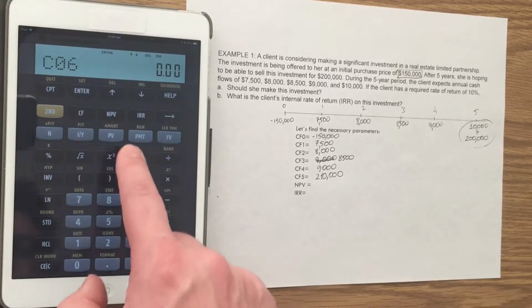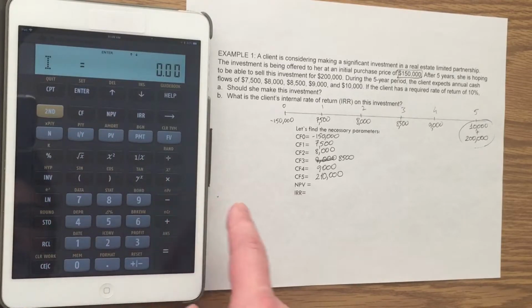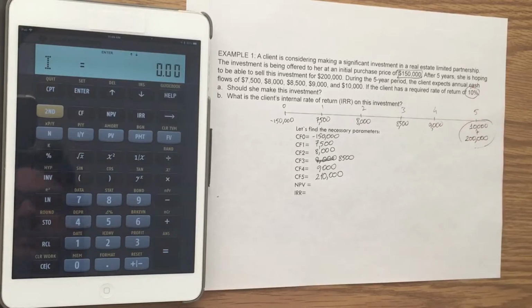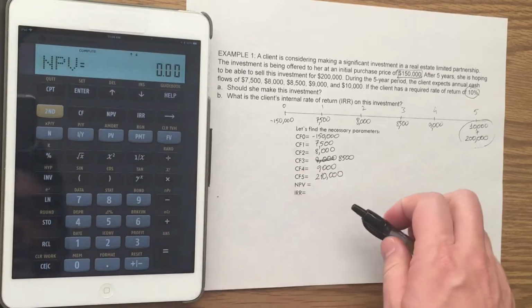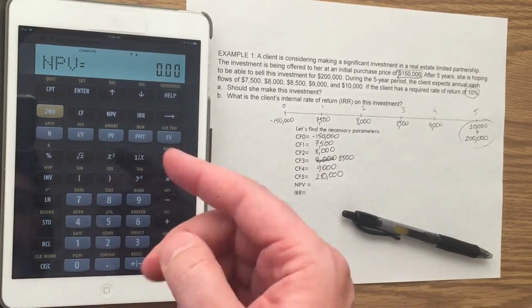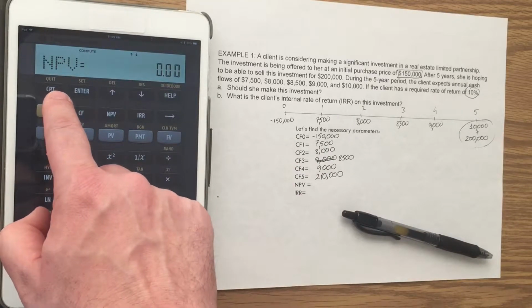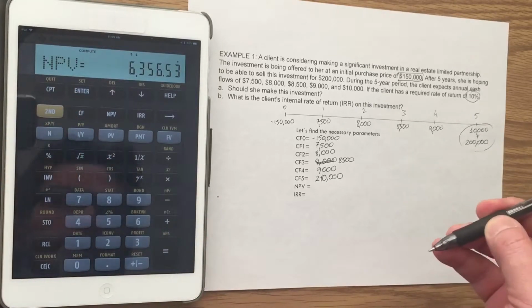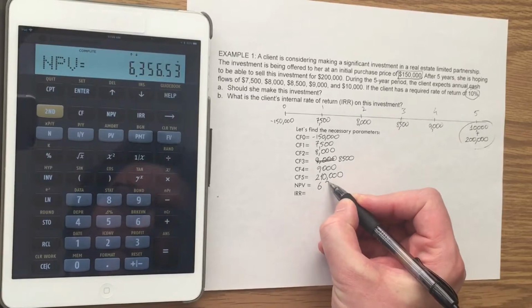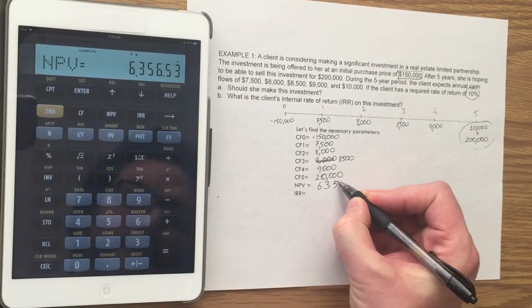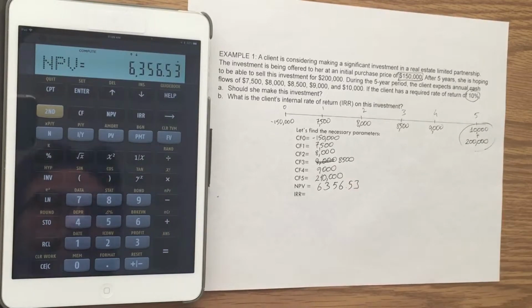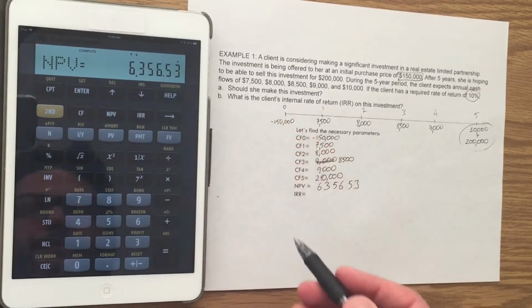What we need to do is hit the NPV button and enter the interest rate, which is 10%. Okay, here it is. So the interest rate needs to be 10%. Enter down. Now we are asked to calculate net present value. So you have to hit NPV first, and then CPT, which is compute. It gives us the net present value, which is $6,356.53. So we are done with part A.